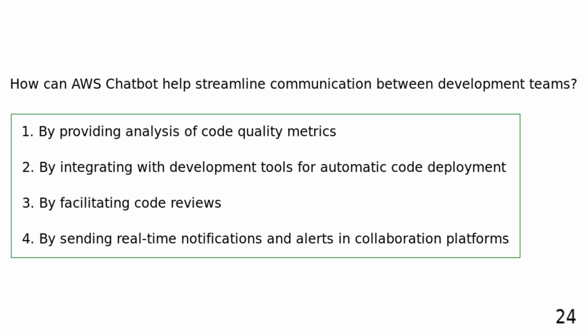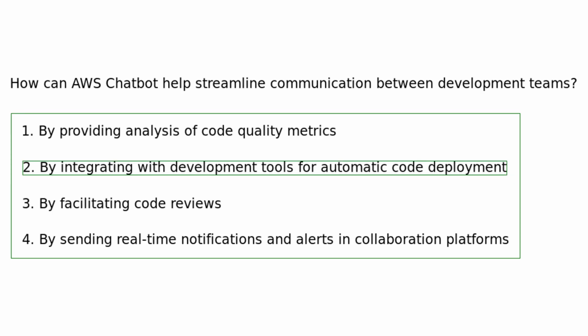How can AWS Chatbot help streamline communication between development teams? By providing analysis of code quality metrics. By integrating with development tools for automatic code deployment. By facilitating code reviews. By sending real-time notifications and alerts in collaboration platforms. AWS Chatbot can help streamline communication between development teams by sending real-time notifications and alerts in collaboration platforms, allowing teams to stay informed and collaborate effectively on code changes and deployment.